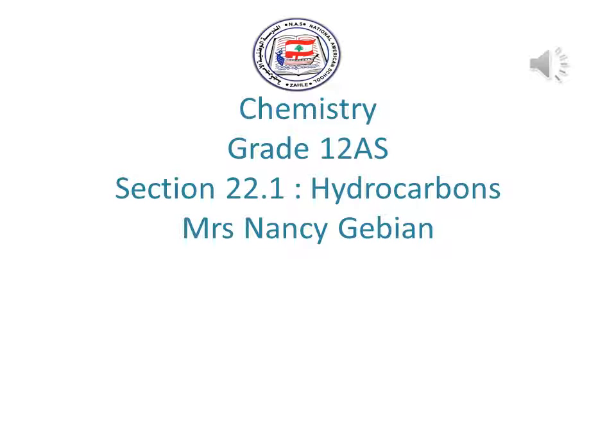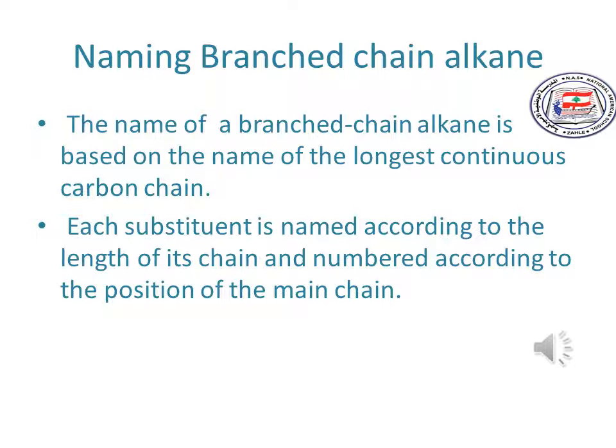Nancy. Today I'm going to continue section 22.1 Hydrocarbons. Naming branched chain alkanes. The name of a branched chain alkane is based on the name of the longest continuous carbon chain. Also, each substituent is named according to the length of its chain and numbered according to its position on the main chain.